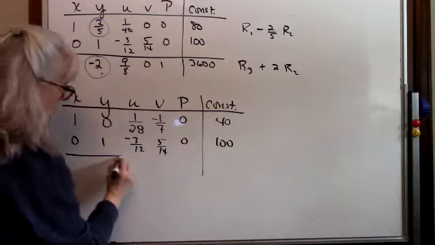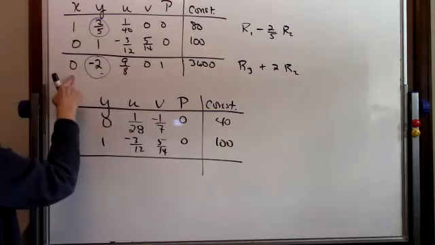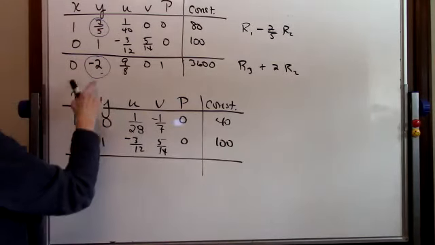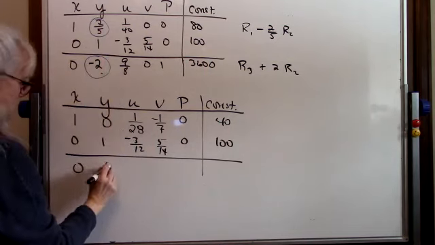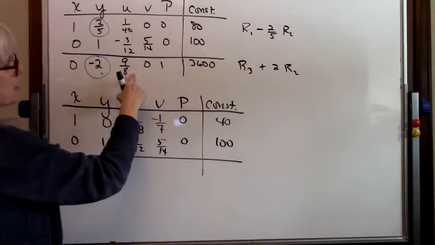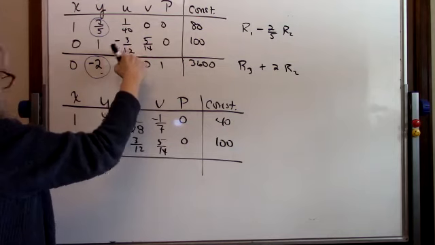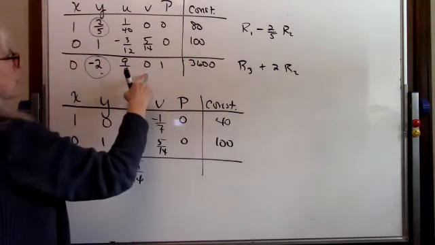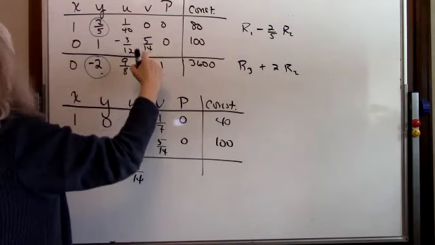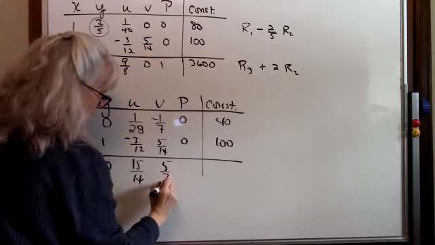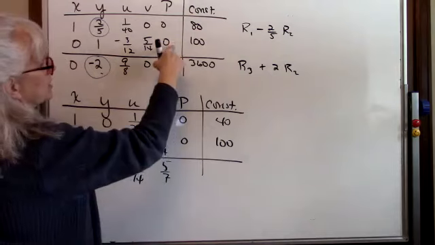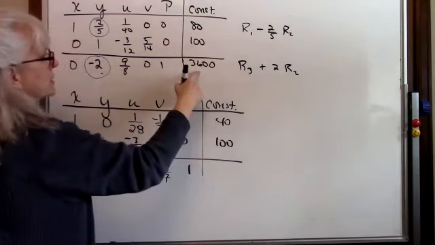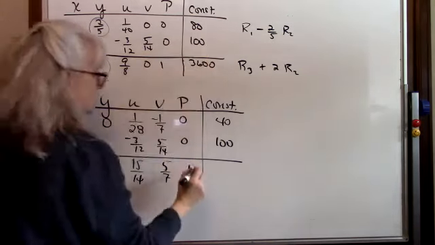And then finally on the bottom row, 0 plus 0 is still 0. Negative 2 plus 2 is 0. The 9/8 plus 2 times 3/112 comes to be 15/14. 0 plus 2 times 5/14 is 5/7. 1 plus 2 times 0 is 1. And 3,600 plus 2 times 100 is 3,800.